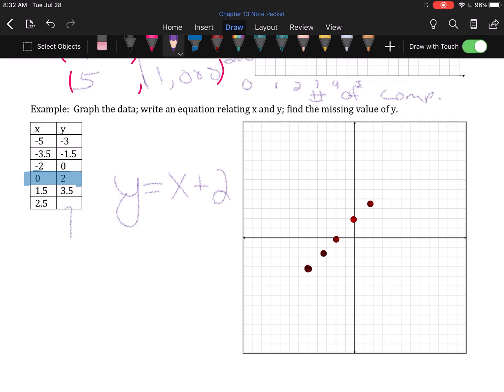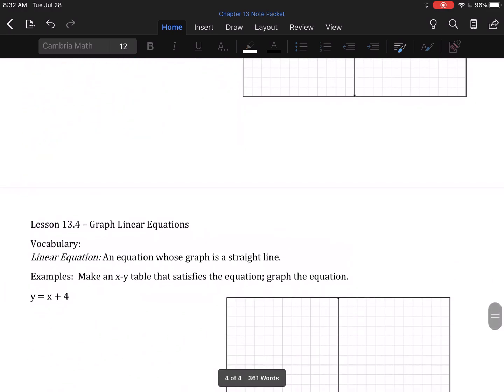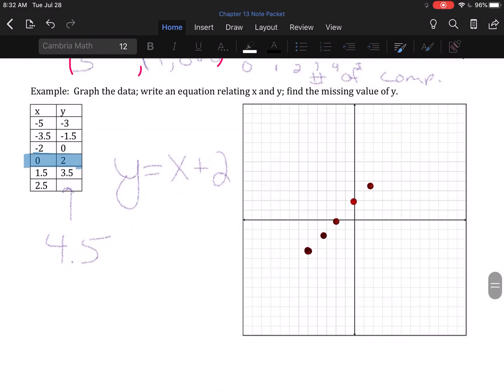Find the missing value of y. Well, okay, that means we need to add 2 to 2.5. So the missing value is 4.5. And that's all you need to say. Remember, you don't have to go back and graph that. And that's actually the end of the notes for 13.3.